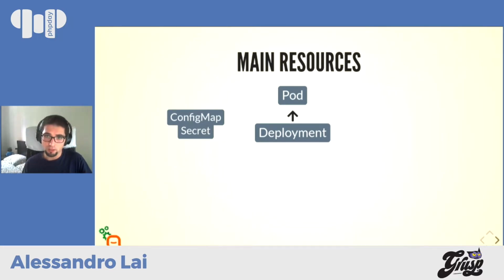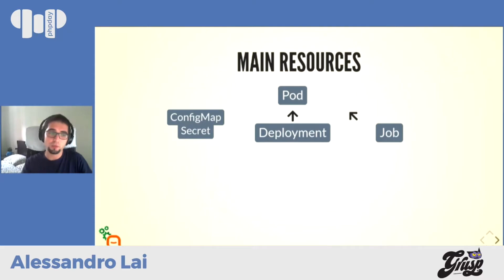There's another way to create a pod, which is a job. Let's say that there's a main difference between a deployment and a job. The deployment is like a daemon, so it's a way to be sure that a pod is always running. So if you want to have a web server, you describe a deployment with a web server inside.